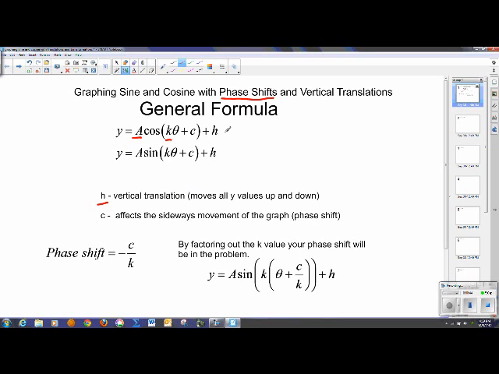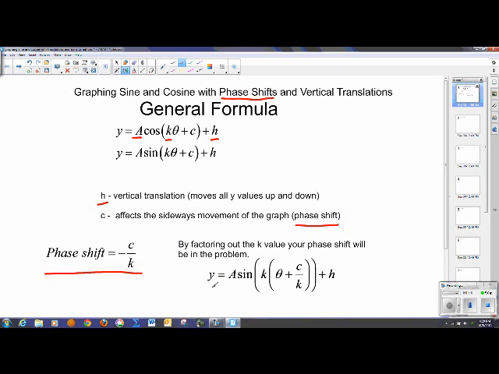H, which is outside of the sine or cosine function, is going to basically just move the graph up and down, so it acts as a vertical translation. C affects the sideways movement of the graph, and this is related to our phase shift, although our phase shift is not C. The phase shift is actually a combination of the C and the K value. So the phase shift is equivalent to the opposite of C over K.